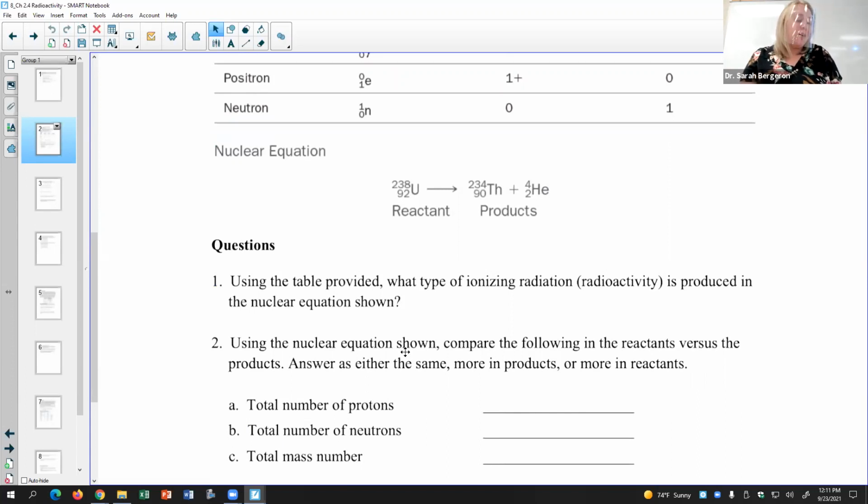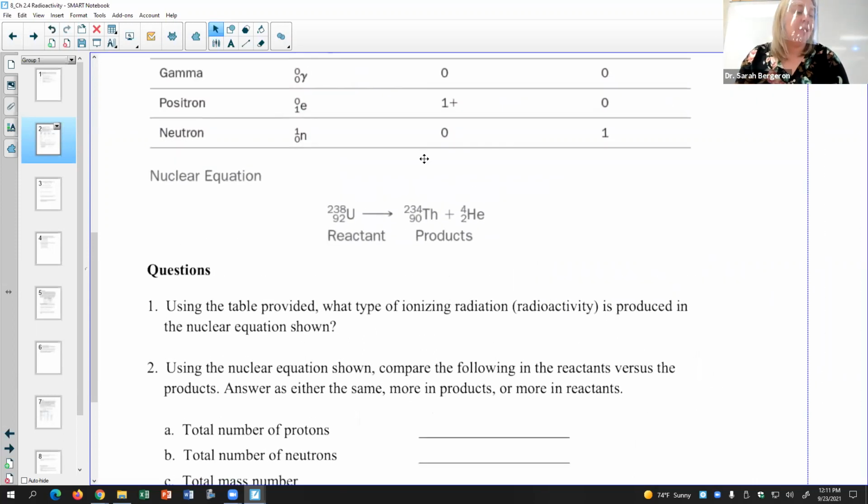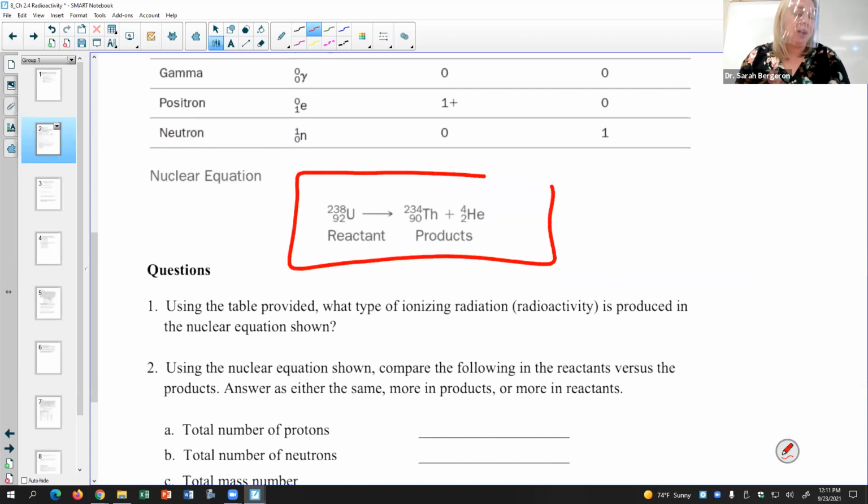equation. How do we know what type of ionizing radiation is happening in that equation? What do we look for? If we're given the whole equation, how do we know what type of radiation is happening? We have reactants, we have products. So am I looking on the reactant side or the product side? Get a 50-50 chance. Pick one. Product. We're going to look on the product side.